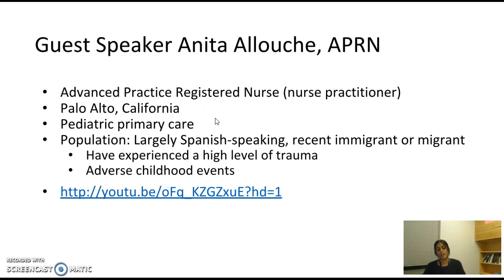She focuses on pediatric primary care for children and adolescents, and the population she's working with is largely Spanish-speaking, recent immigrant or migrant workers from Central America mostly and South America, and have experienced a high level of trauma as a community, especially if they're fleeing from violence or if they're living in a high poverty situation.